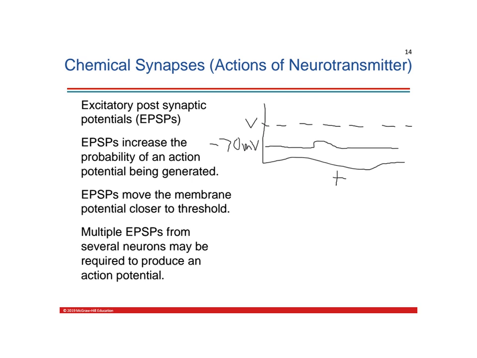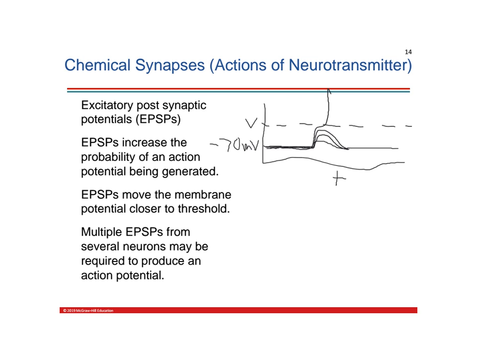Okay, and again, you might have multiple events, and they might add up together. And if you have enough of them, you might actually get to spike threshold, right? And then you get the initiation of a spike. So those would be considered excitatory postsynaptic potentials because they increase the probability of an action potential being generated.